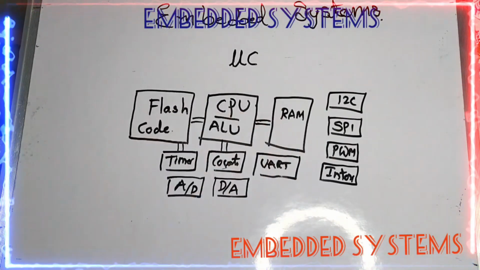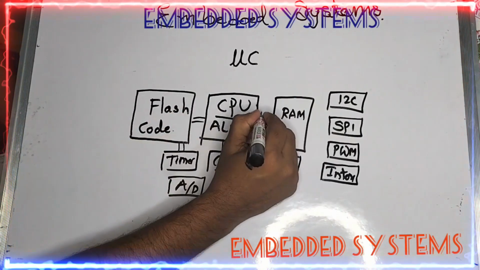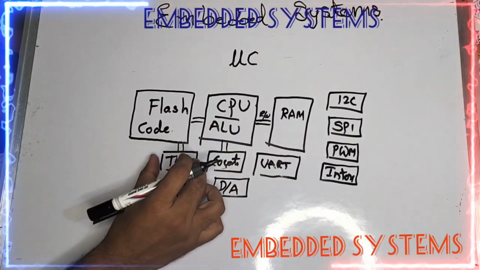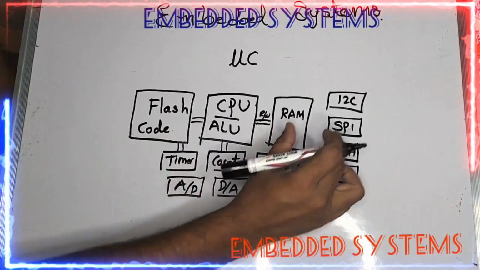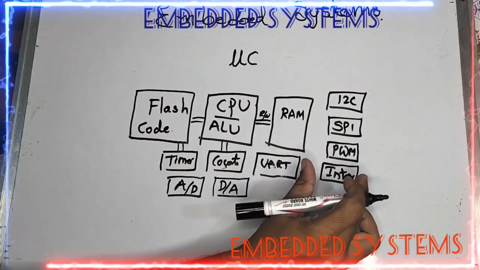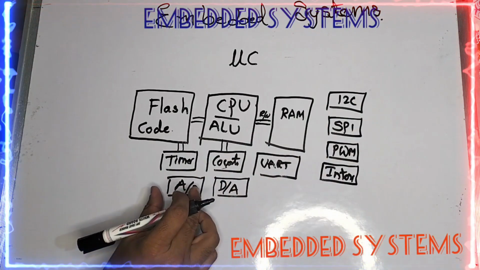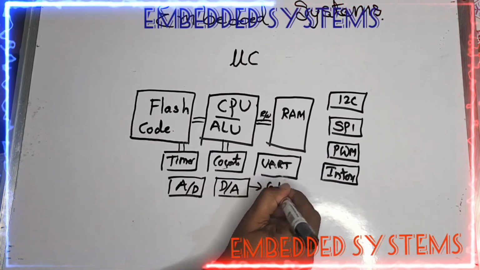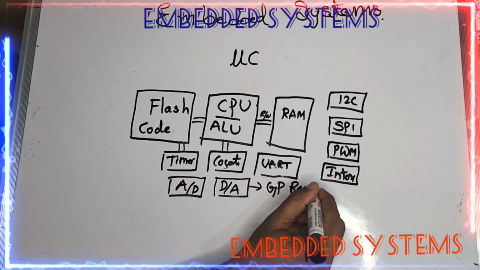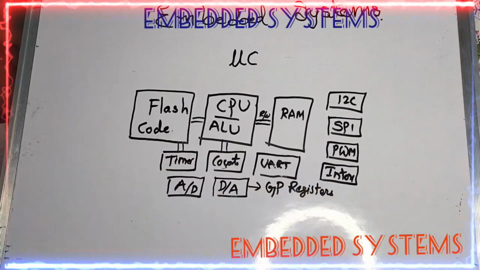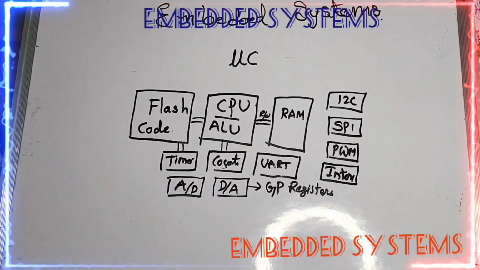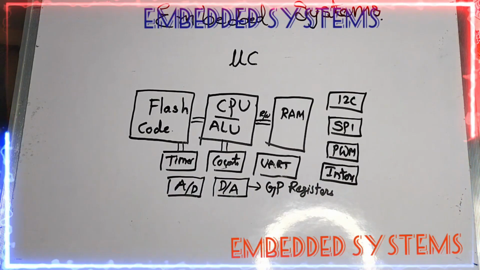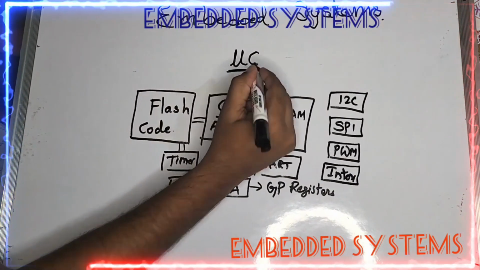If a variable lies in RAM, it is only read and written. But these peripherals, like timer, counter, UART, I2C, SPI, PWM, interrupts, A to D, and D to A, have special purpose registers. So when you write data into them, some functionality is affected. This is the basic block of a typical microcontroller.